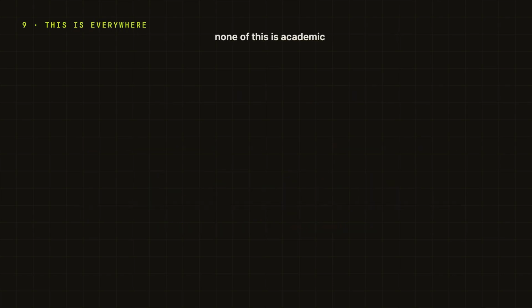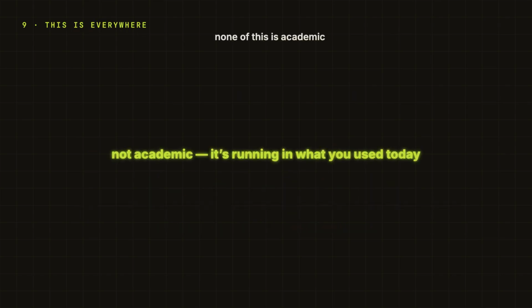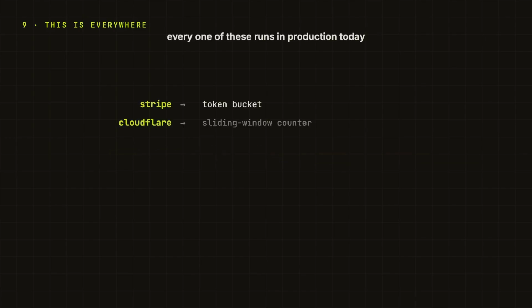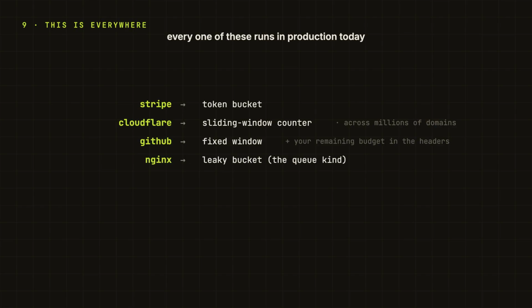So none of this is academic. Every one of these choices is running inside something you have used. Stripe, token bucket. Cloudflare, sliding window counter across millions of domains. GitHub, fixed window, and they just tell you your remaining budget right in the response headers. Nginx, leaky bucket, the queue kind. Envoy, that's the two-layer local plus global thing.